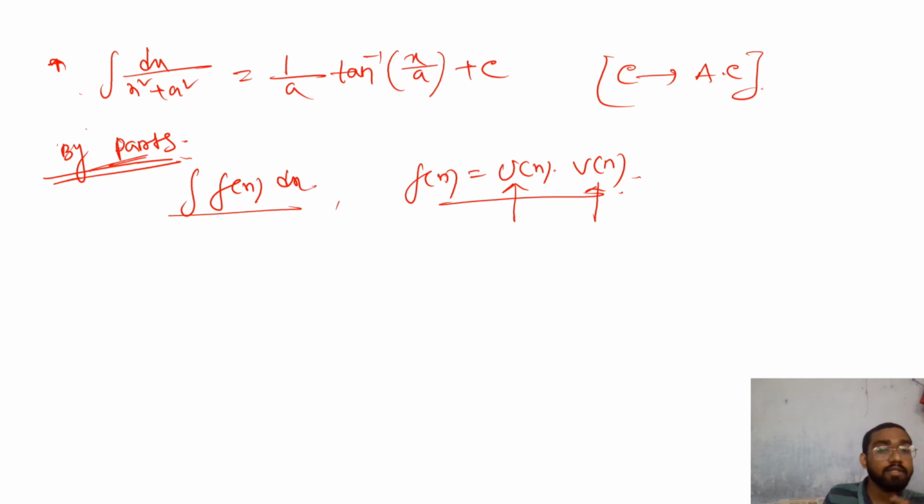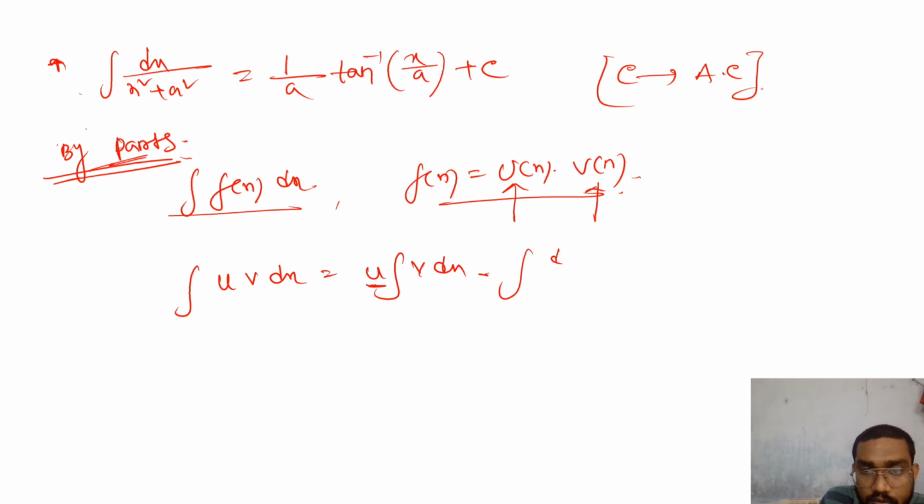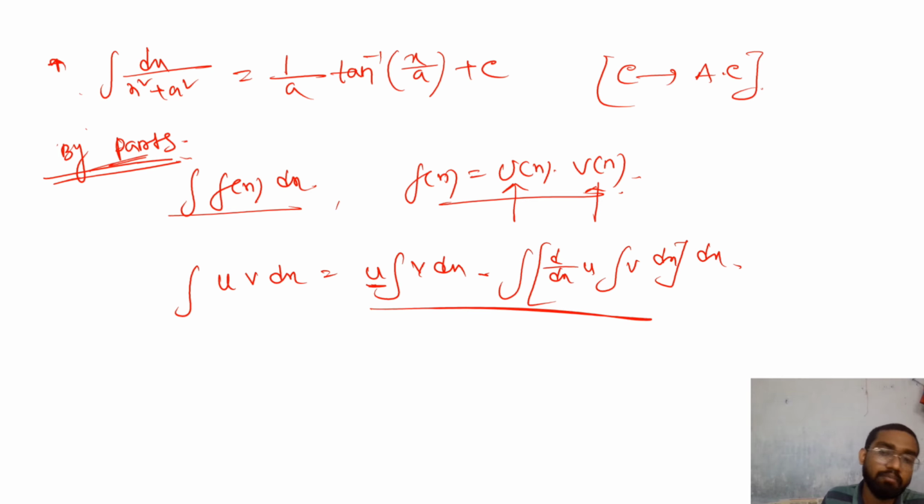Now first of all, what is the rule of by parts? So the rule is integration of u v dx is u times integration of v dx, that is first function, then integration of v dx, second function, minus integration of the derivative of the first function times the integration of the second function, and then all integration. So this is the main rule.